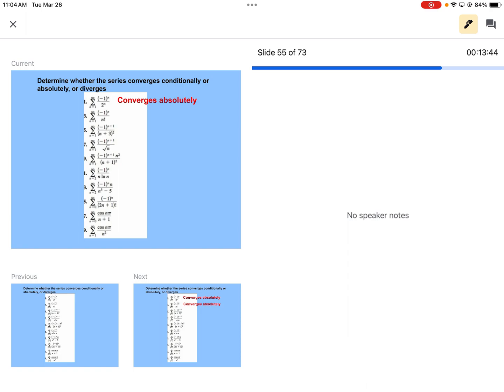All right. What about question 3? What am I looking at to tell? 1 over n factorial. What do we know about n factorial? It's so fast, right? So that's going to converge, therefore, converges absolutely again.